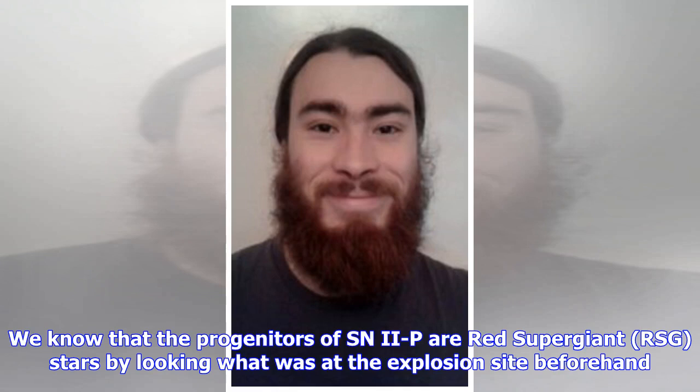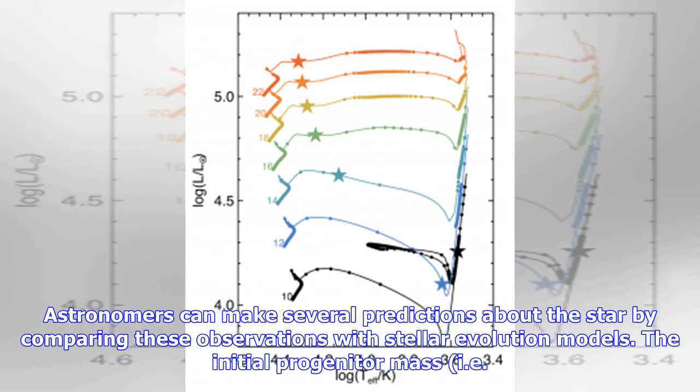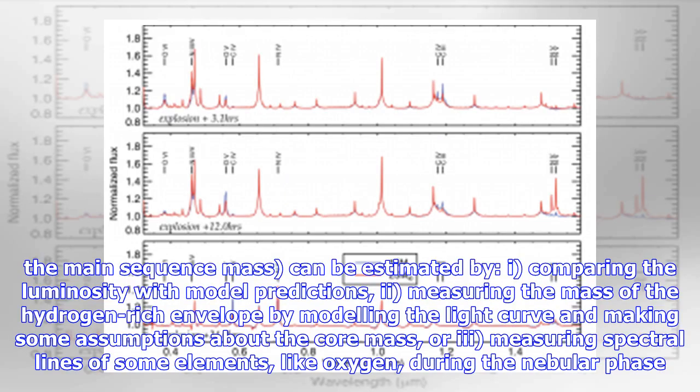We know that the progenitors of SNe IIP are red supergiant (RSG) stars by looking at what was at the explosion site beforehand. Astronomers can make several predictions about the star by comparing these observations with stellar evolution models. The initial progenitor mass, i.e. the main sequence mass, can be estimated by: (i) comparing the luminosity with model predictions, (ii) measuring the mass of the hydrogen-rich envelope by modeling the light curve and making some assumptions about the core mass, or (iii) measuring spectral lines of some elements, like oxygen, during the nebular phase.